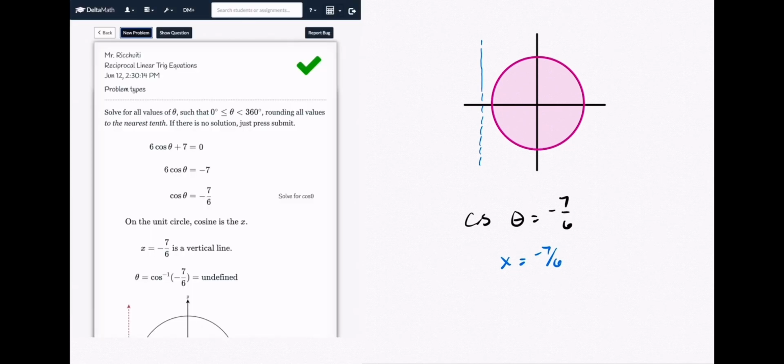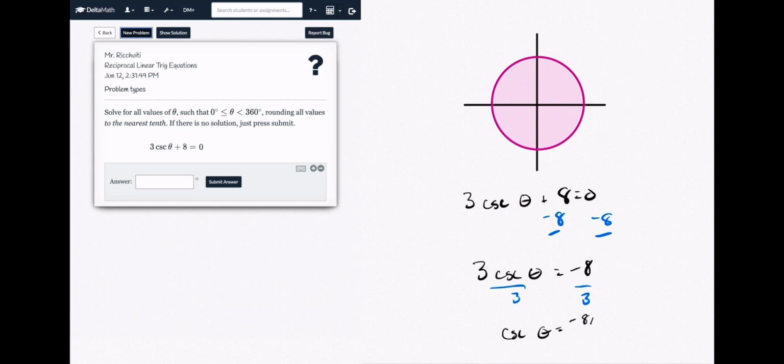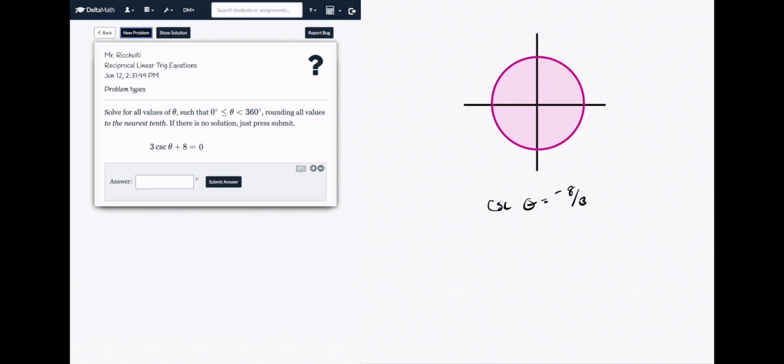On the other hand, consider an equation like 3 times cosecant of theta plus 8 is equal to 0. Again, we'll begin by subtracting 8 on both sides, getting 3 times cosecant theta equals negative 8, and then dividing by 3 on both sides to get that cosecant theta is equal to negative 8/3. Cosecant, of course, is the reciprocal of sine, and so we could rewrite this as 1 over sine theta is equal to negative 8/3, and then using the reciprocal identity, we could say this is the same thing as sine theta is equal to negative 3/8.